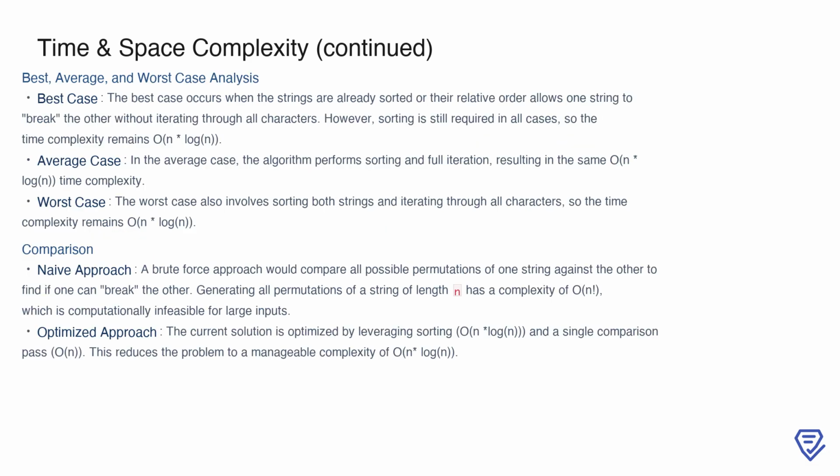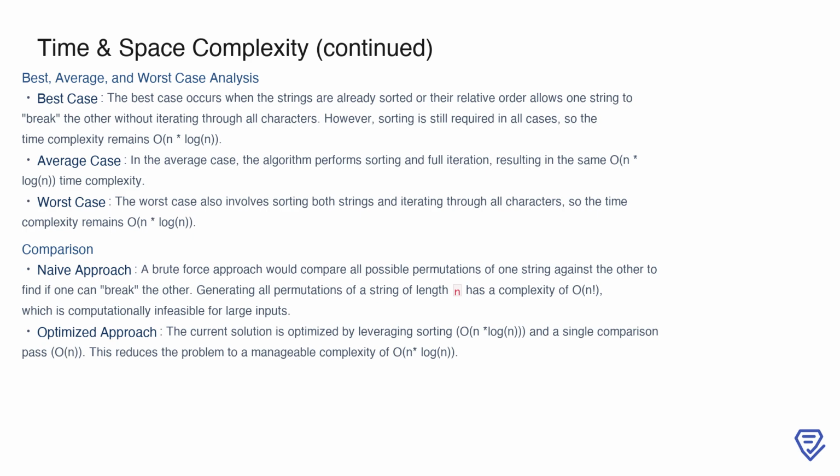To better understand the efficiency of this approach, let's consider the best, average, and worst case scenarios. In the best case, the strings might already be sorted or have an order that allows one to break the other early. However, since sorting is always required, the time complexity remains O(n log n). For the average case, the algorithm still performs sorting and iterates through all characters, maintaining the same O(n log n) time complexity. Similarly, the worst case involves sorting both strings and fully iterating through all characters, so the complexity does not change.